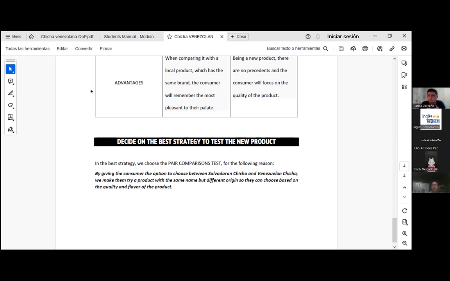We try to have Salvadorian chicha and Venezuelan chicha because the Venezuelan chicha is rice-based and the Salvadorian chicha is corn-based. So we have two products for the customer to compare and tell us which they prefer for the flavor. Both products are different. Salvadoran chicha is like an alcoholic drink. Venezuelan chicha is not alcoholic. It doesn't have alcohol.